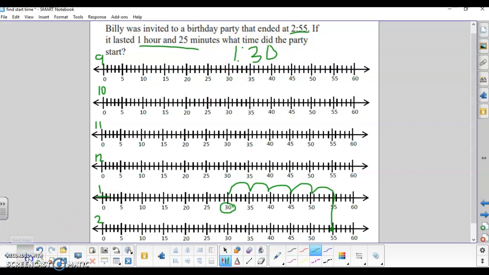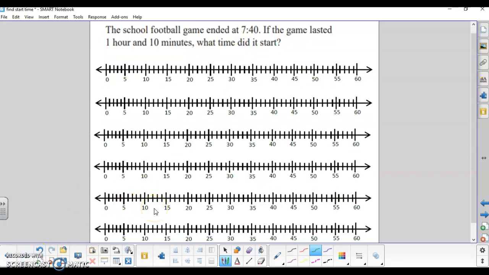All right, let's try another one. This time you are going to label along with me. The school football game ended at 7:40. If the game lasted 1 hour and 10 minutes, what time did it start? So it's giving us an end time. That means we start at the bottom of our number lines. We start at 7, counting backwards, 7, 6, 5, 4, 3, 2. It ended at 7:40. Go ahead and pause and make your number line look like mine.